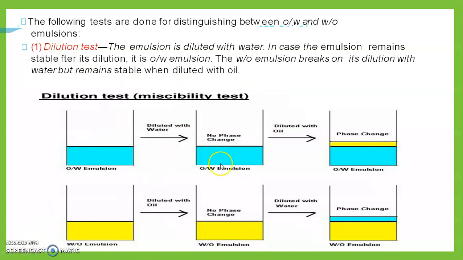This diagram states it more clearly. In the O/W emulsion, if we add water, there is no change. But if we add a little bit of oil, it will be separated out. The second figure denotes the W/O emulsion. If we add oil, there is no change. But if we add a little bit of water, it will get separated out. This is the dilution test.